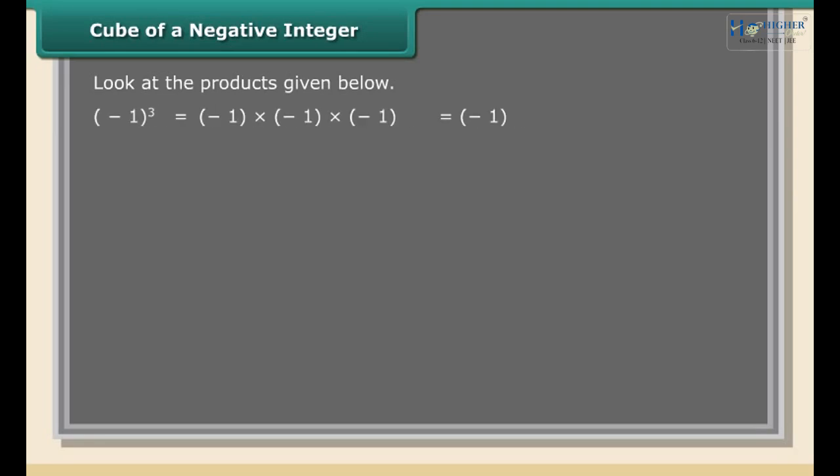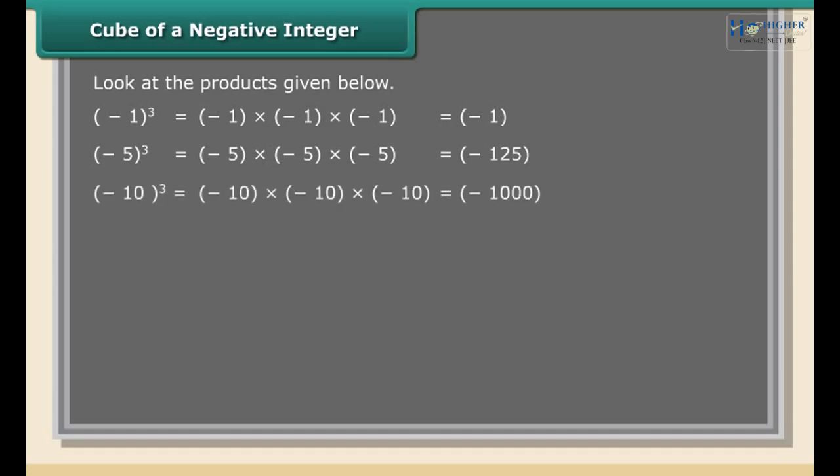Cube of a negative integer. Look at the products given below. -1 cube is equal to -1 into -1 into -1, which equals -1. -5 cube is equal to -5 into -5 into -5 is equal to -125. -10 cube is equal to -10 into -10 into -10 is equal to -1000. We conclude that the cube of a negative integer is negative.